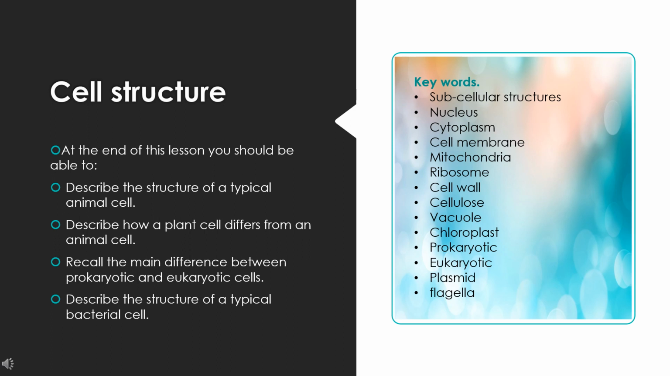So, at the end of this lesson, you guys should be able to describe the structure of a typical animal cell and describe how a plant cell differs from an animal cell. Also, recall the main difference between prokaryotic and eukaryotic cells. And lastly, describe the structure of a typical bacterial cell.